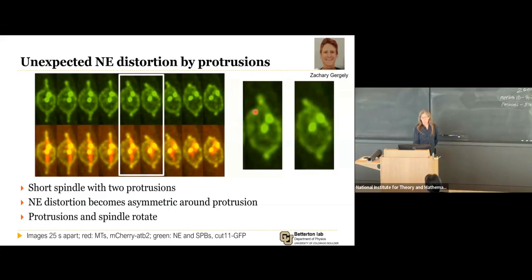I would like to. And this can also drive, in addition to the shape asymmetry, rotation of the spindle, right? So in the beginning, you might notice the spindle here is relatively vertical. Later on, it's tilted to the side. Okay, so the interactions of these protrusions with the nuclear envelope can exert mechanical force on the spindle that can rotate it and also strain things with the nuclear envelope.